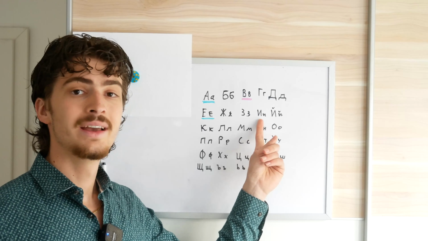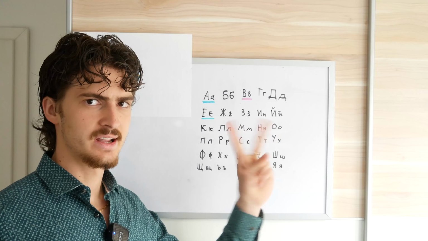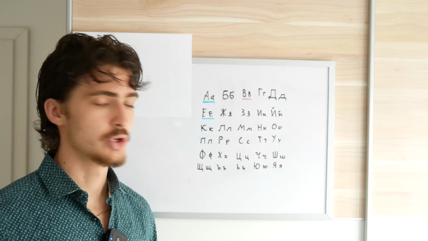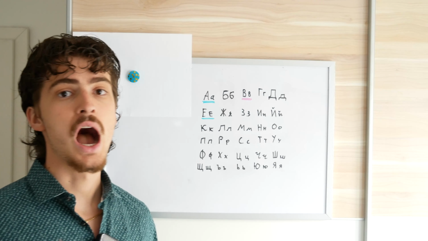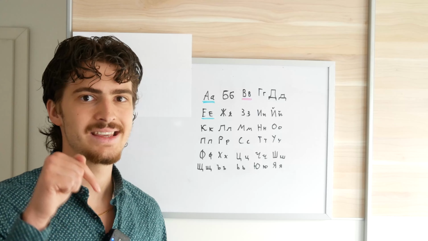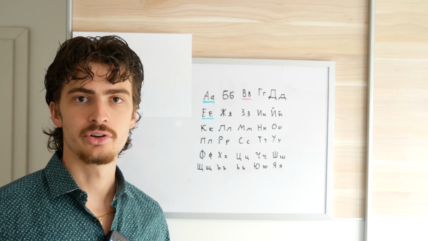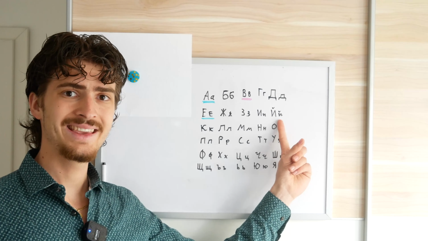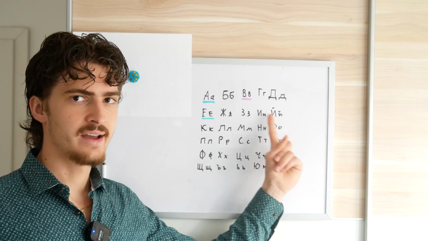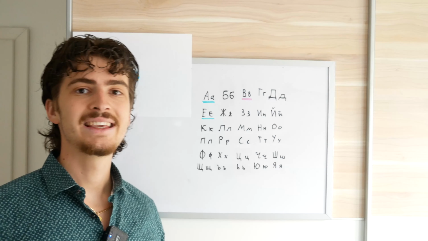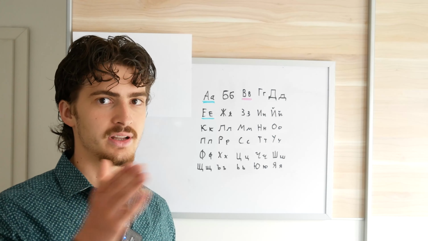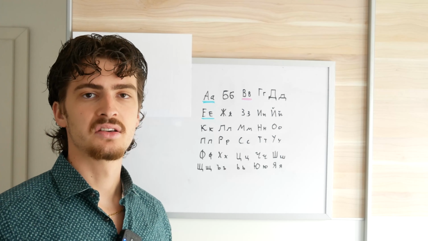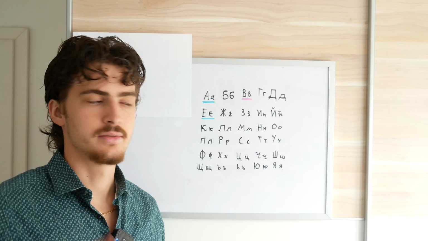Next up, we got I. It looks like an inverted N, and this is I, so basically equivalent to the English E, but it's not pronounced E, it's I. Take the word internet. The next letter looks similar to the I, but it only has this flipped hat above, as you can see. This is I kratko, which translates to short I. Pronunciation-wise, it sounds like a Y sound.